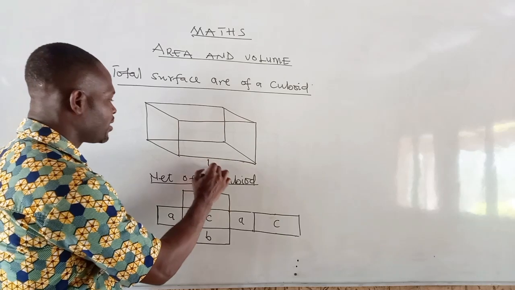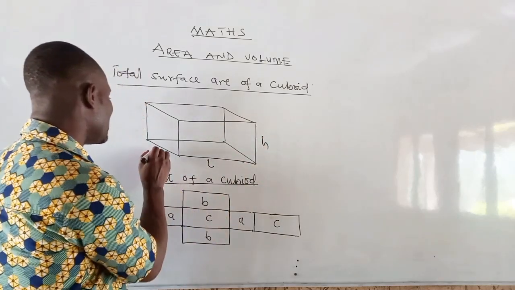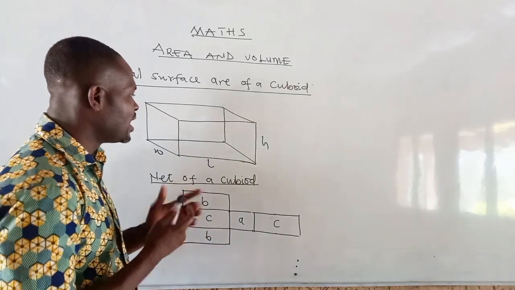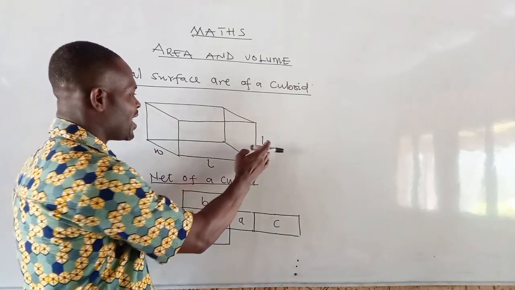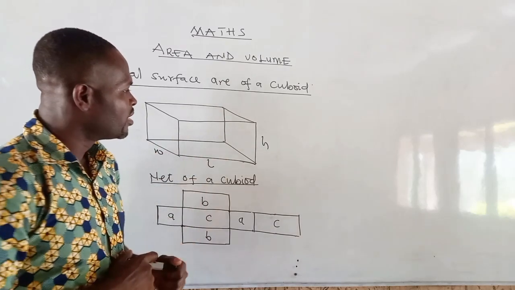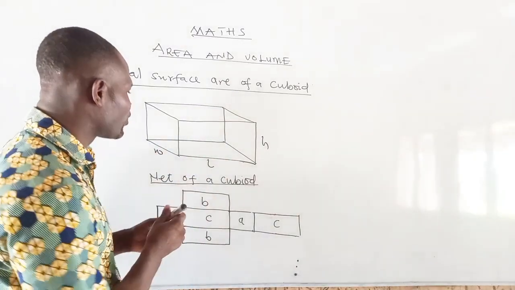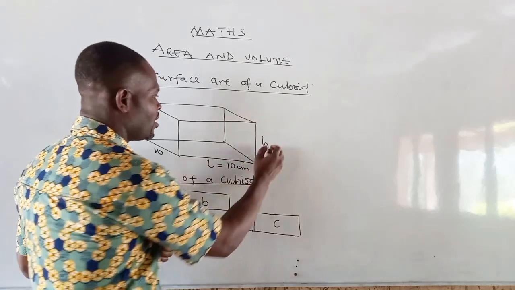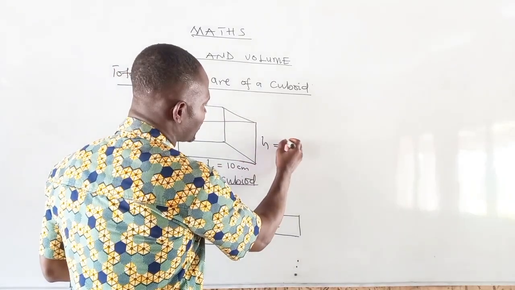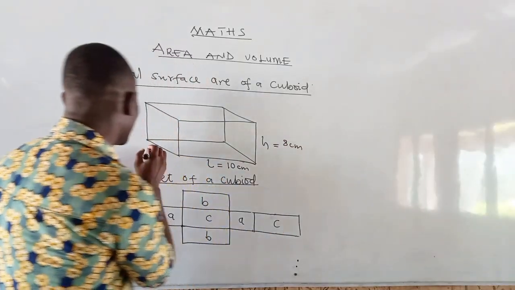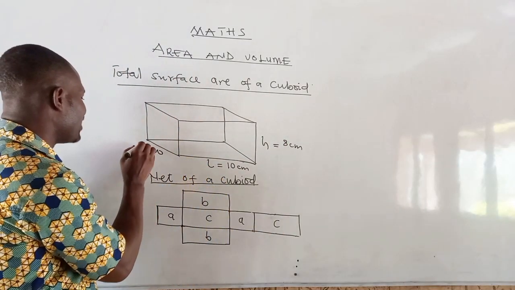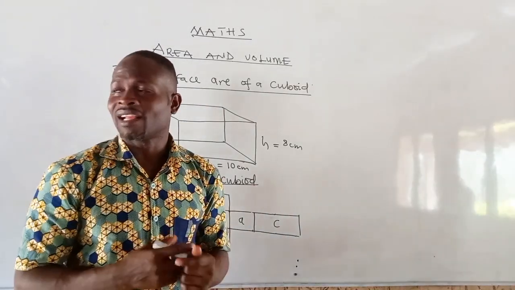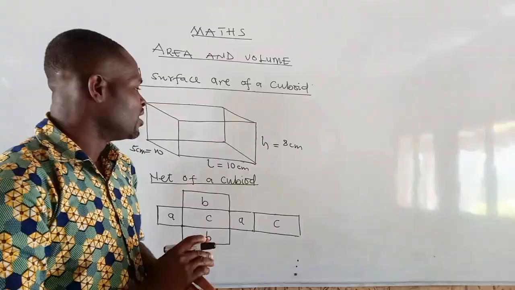Now let's go back to the one we have on the board. So this is the length, the height, and the width. For us to find the total surface area, we need to use the length, the height, and the width of the cuboid. Now assuming this length is 10 centimeters, the height here is 8 centimeters, and the width is 5 centimeters. How do we find the total surface area?